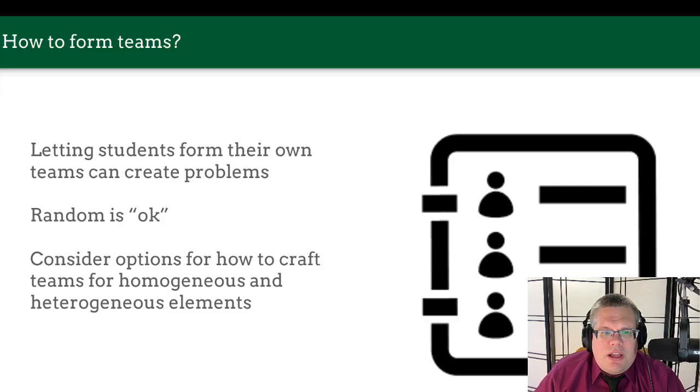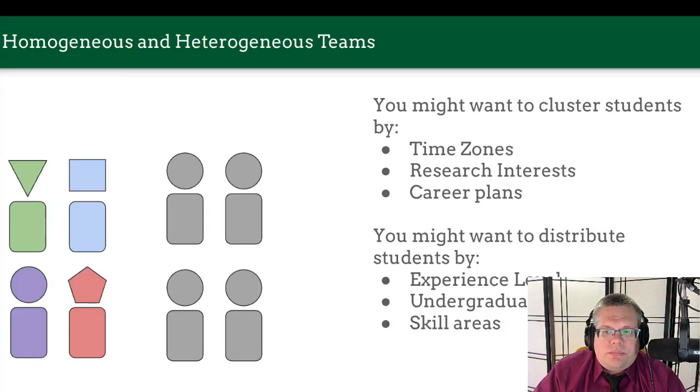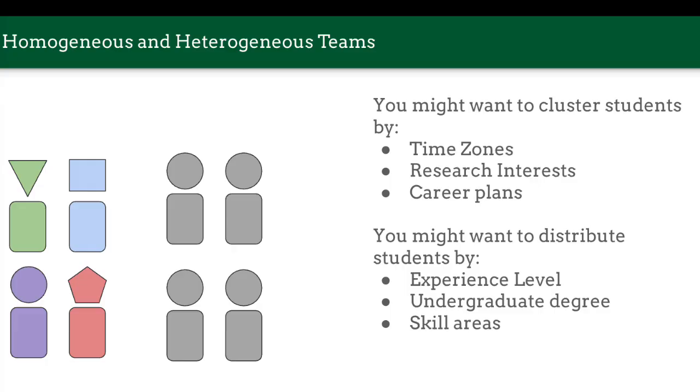So let's think about some of the elements that you might consider for this. You might want to cluster students who are operating in the same time zone if you, say, have an online course with students spread throughout the world. You might want to cluster students who have a similar research interest or are on a similar career path so that they have some shared language. Those are types of things where it might be good to put students together who have a lot of similarity and overlap.